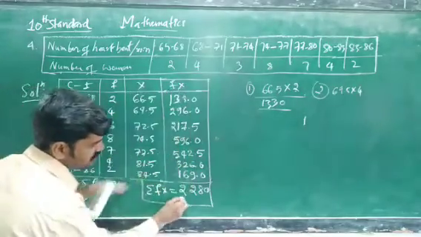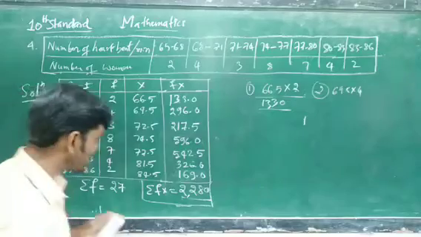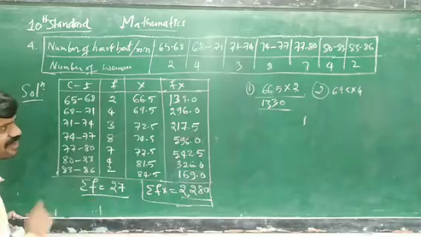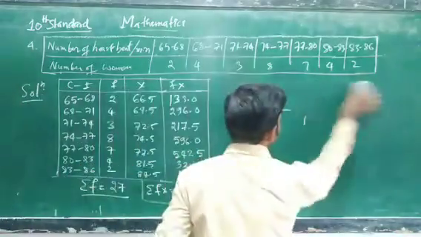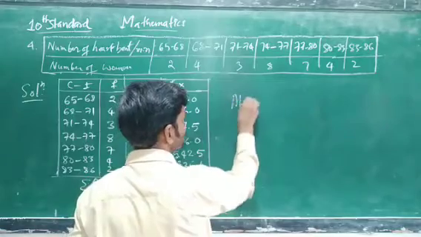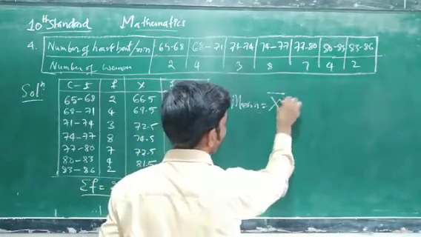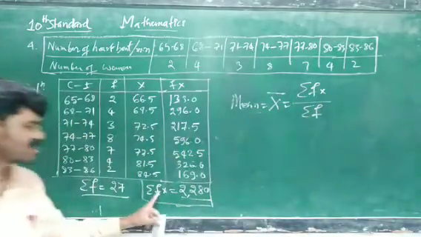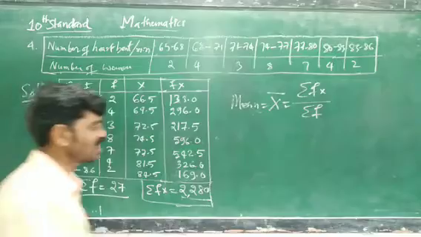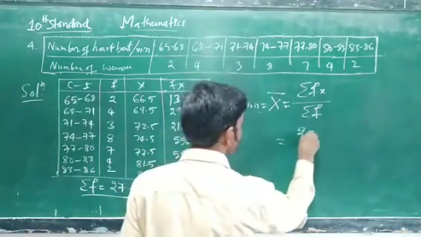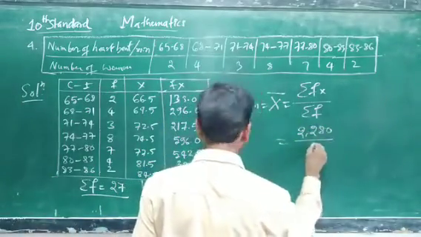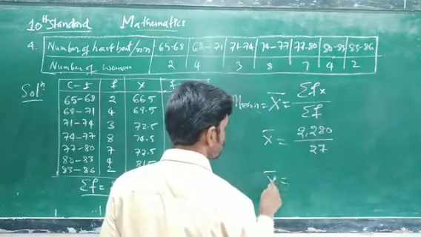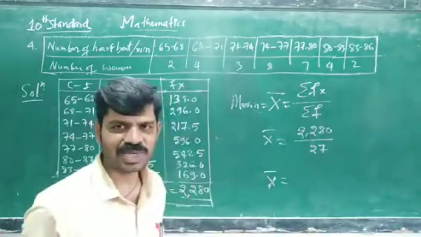Summation of this fx is 2280, and summation of this frequency, that is 27. The formula here, mean is equal to x bar, that is equal to summation of fx divided by summation of f. Here we have summation of fx and here we have summation of f. So that is equal to 2280 divided by 27. So this is the mean. If we divide this, we get the answer.